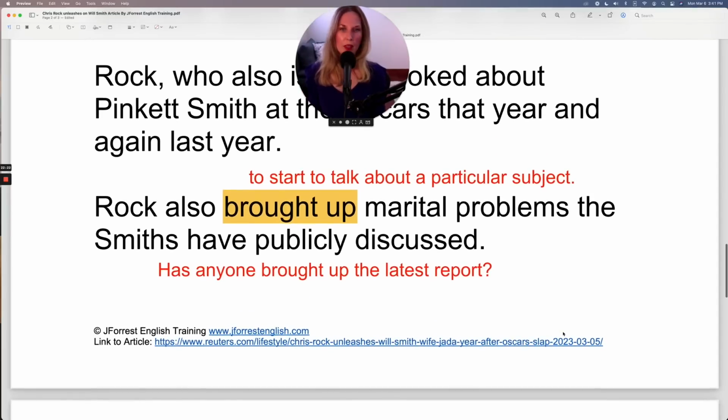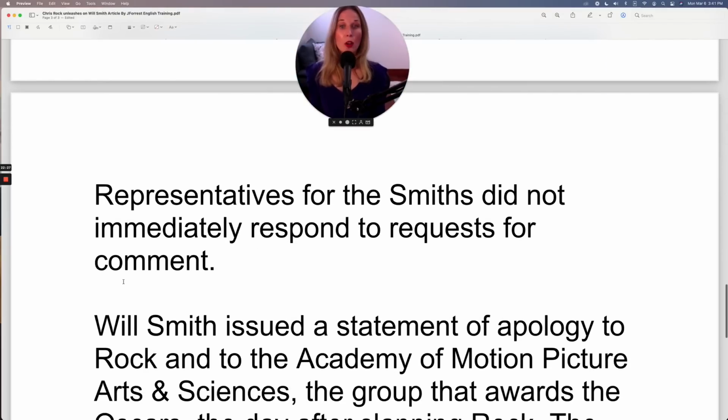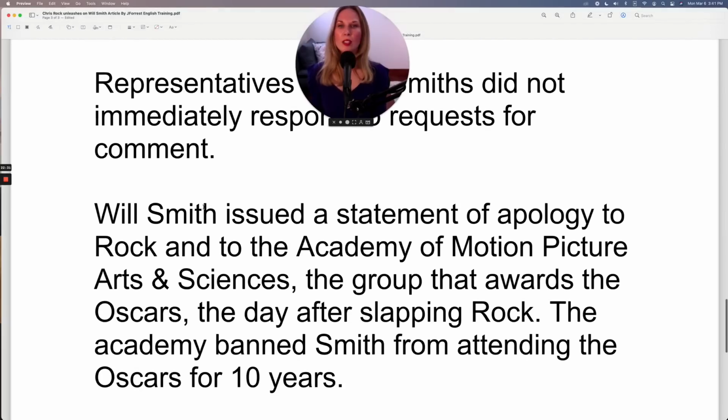Let's continue on. Representatives for the Smiths did not immediately respond to requests for comment. Will Smith issued a statement of apology to Rock and to the Academy of Motion Pictures Arts and Sciences, the group that awards the Oscars. Okay, so the Academy Awards, that is the Oscar. So Will Smith, he issued a statement of apology. That's just a fancy way of saying Will Smith apologized.